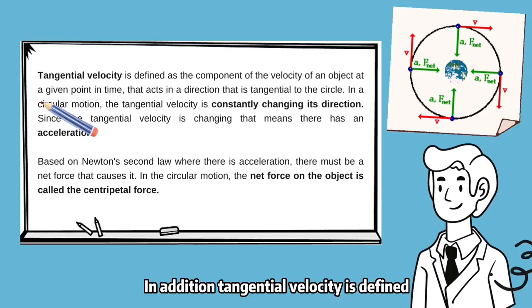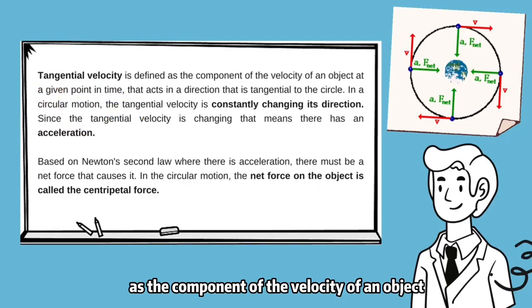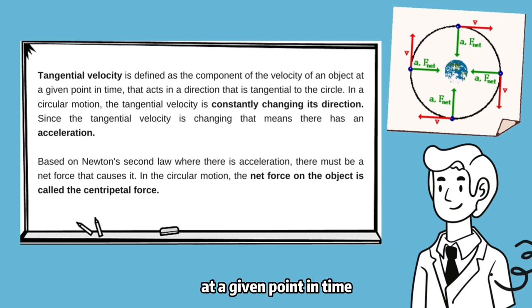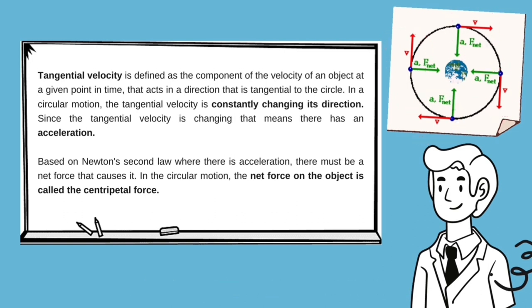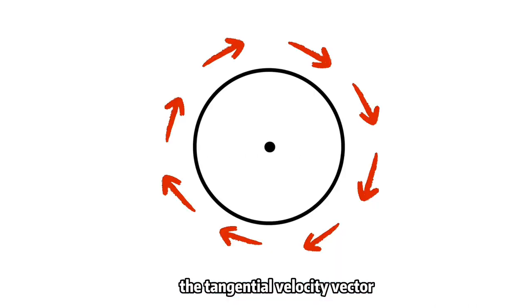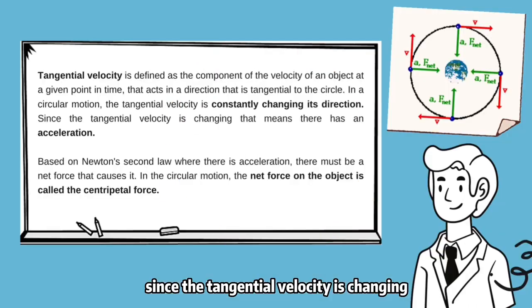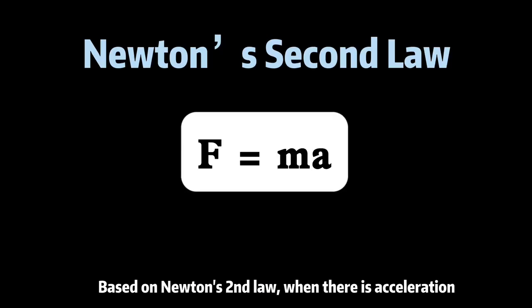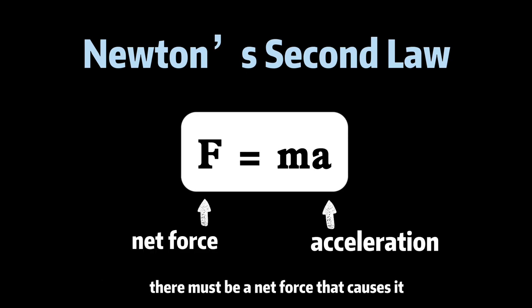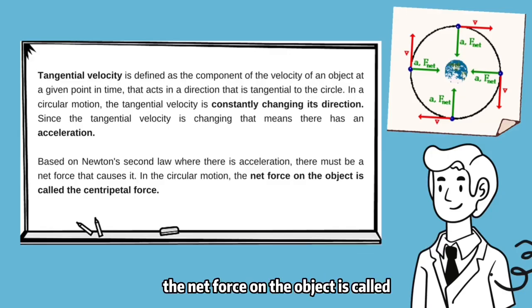In addition, tangential velocity is defined as the component of the velocity of an object at a given point in time that acts in a direction that is tangential to the circle. In a circular motion, the tangential velocity vector is consistently changing its direction. Since the tangential velocity is changing, that means there is an acceleration. Based on Newton's second law, where there is acceleration, there must be a net force that causes it. In a circular motion, the net force on the object is called the centripetal force.